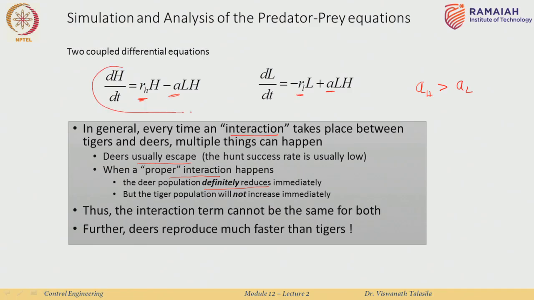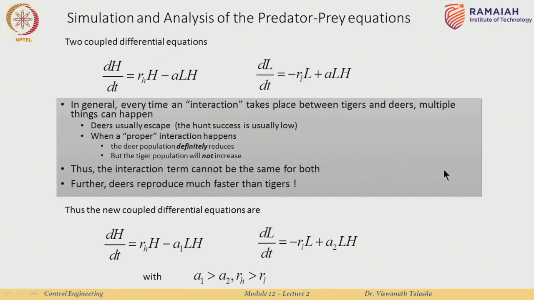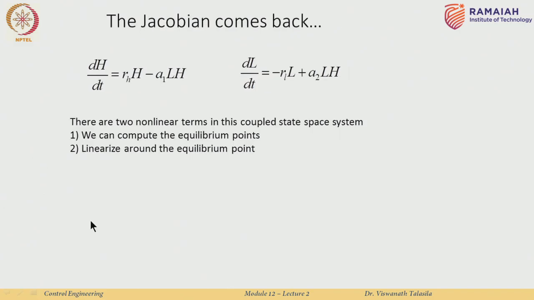So, we take this basic model, and with the assumptions which we have placed over here, we get a new model which looks the same. We made certain assumptions on the parameters, right. So, we basically assume that A1 is larger than A2, where A1 is the decay rate for the deers when the interaction happens, and RH and RL are the respective parameters for each of them. Okay. So, now we take this set of coupled differential equations, and we will compute the equilibrium points, and then of course linearize it, and we will go ahead with that.